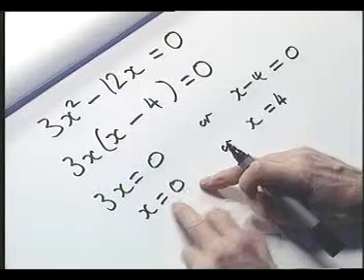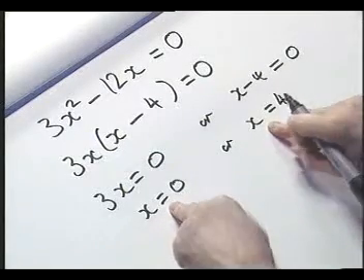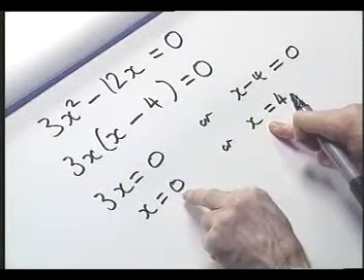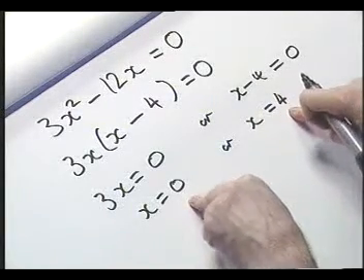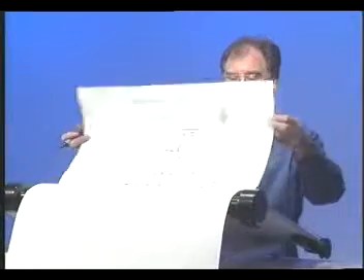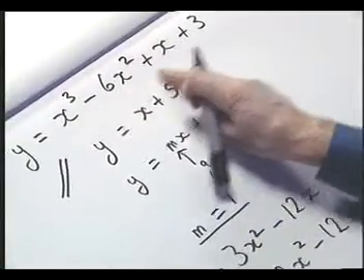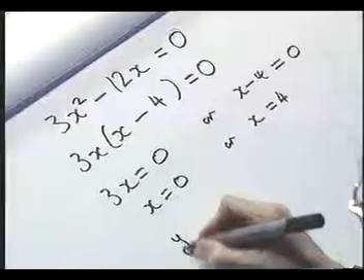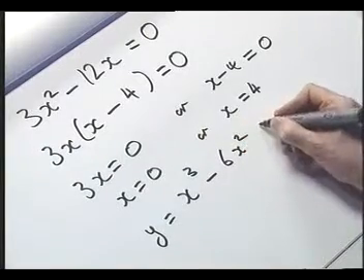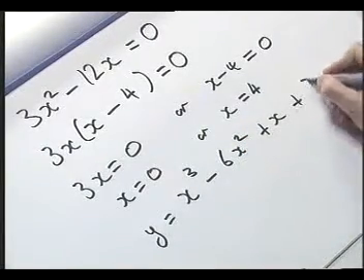Now, having got these two values of x, we want the points where these tangents were. What we've got now are the x-coordinates. We now need the y-coordinates. And to do that, we need the equation of the curve again. So let me just bring back the page, and it's x cubed minus 6x squared plus x plus 3. So y equals x cubed minus 6x squared plus x plus 3.